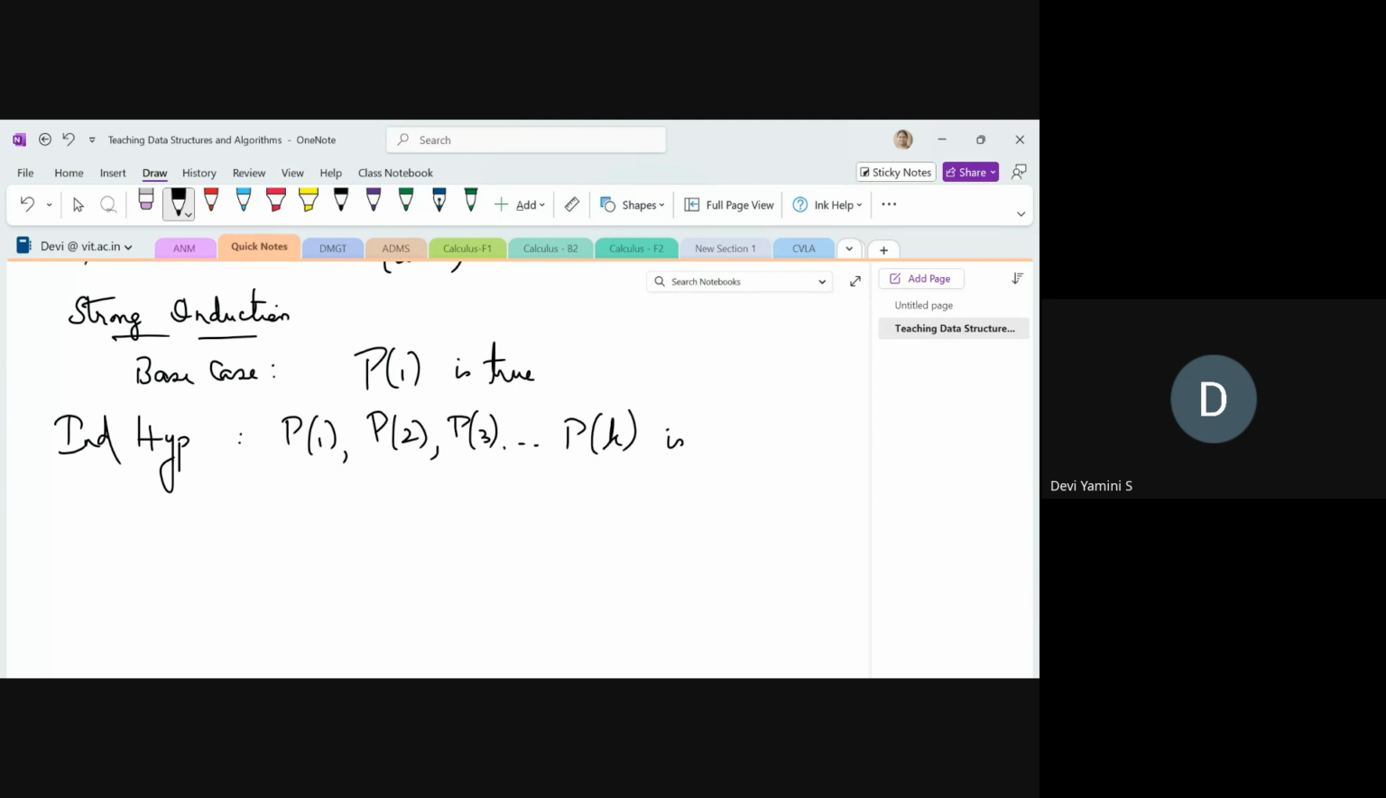We assume that P of 1, P of 2, etc., P of k is true for all k between 1 and strictly less than k. So for all these values, we assume that it's true. Now, induction step says that you have to prove P of k plus 1 is true. This is to be proved.